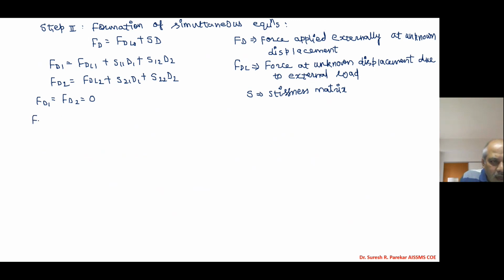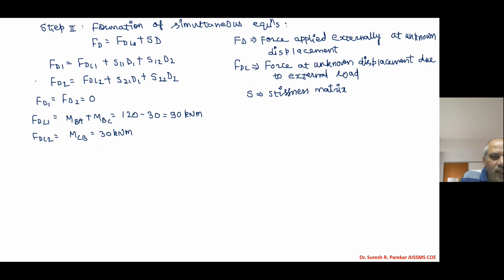Now FDL1 we have from the fixed end moments. At B we have MBA plus MBC. MBA is 120, MBC is 30. So FDL1 is 90 kilonewton meter. Then FDL2: here we have only one member, which is MCB, and that is 30 kilonewton meter.